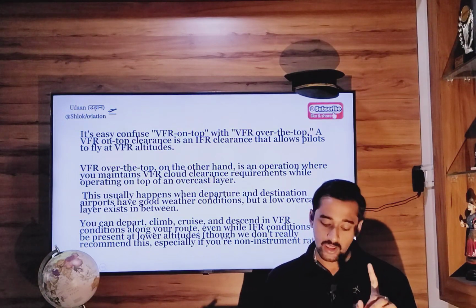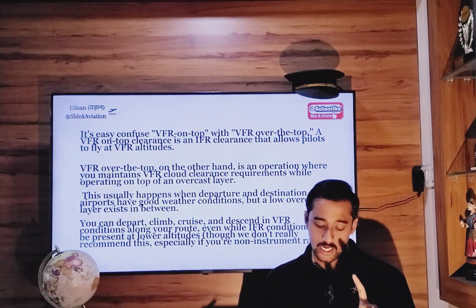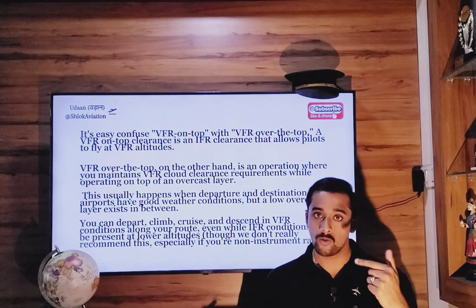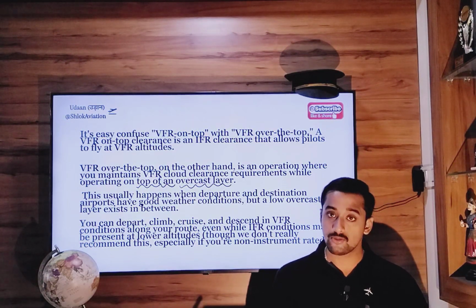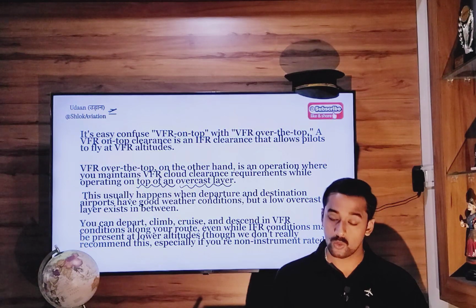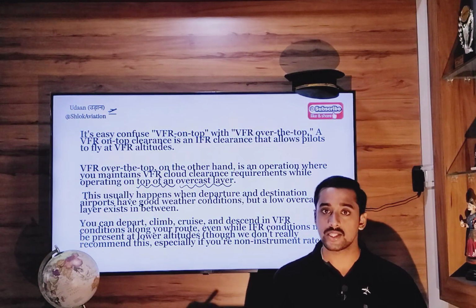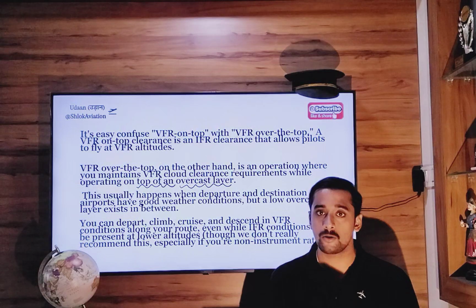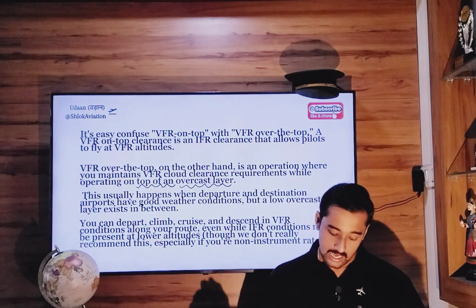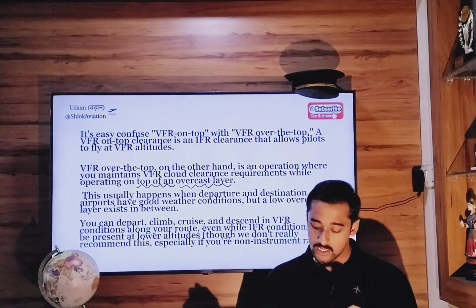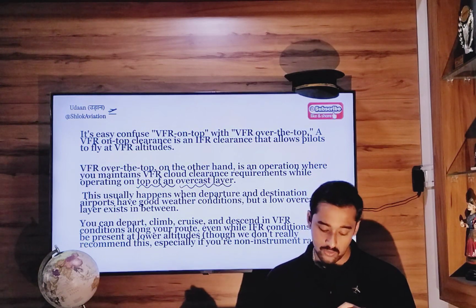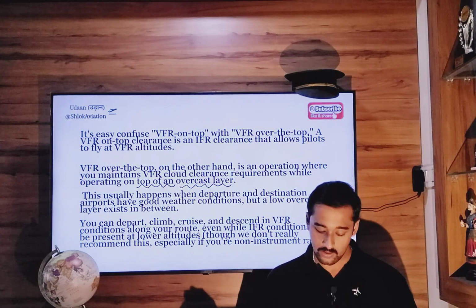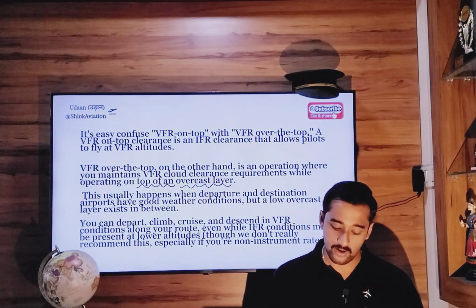On the other hand, VFR over the top is an operation where you maintain VFR cloud clearance while operating on top of an overcast layer. This usually happens when departure and destination airports have good weather conditions, but there is a low level overcast cloud between point A and point B. You can depart, climb, cruise, descend in VFR along your route, even while IFR conditions may be present at lower altitudes. Okay, such a situation is called VFR over the top.